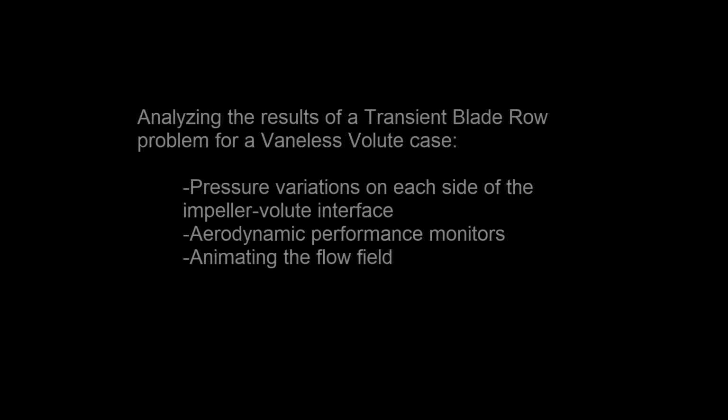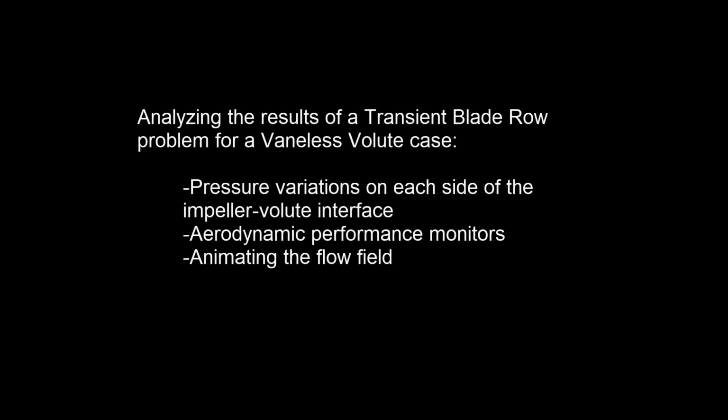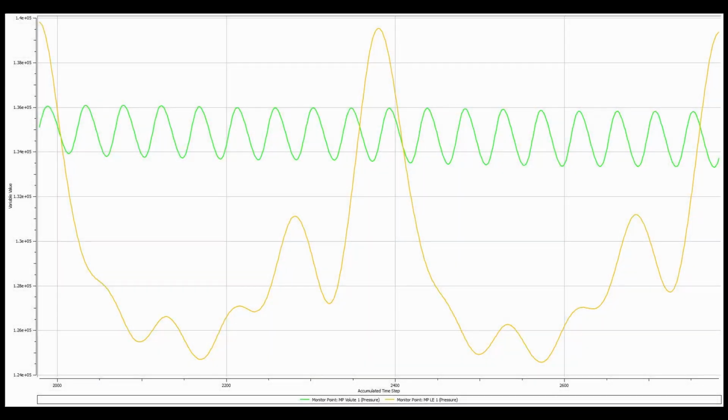In the previous video in this series, I set up a transient blade row simulation using the Fourier transformation and transient rotor-stator options on a turbine with a vaneless volute. In this video, I'll show and analyze the results of this simulation. I can show you some of the data collected by the monitor points set after the solver completed its run and the solution had reached a steady periodic state.